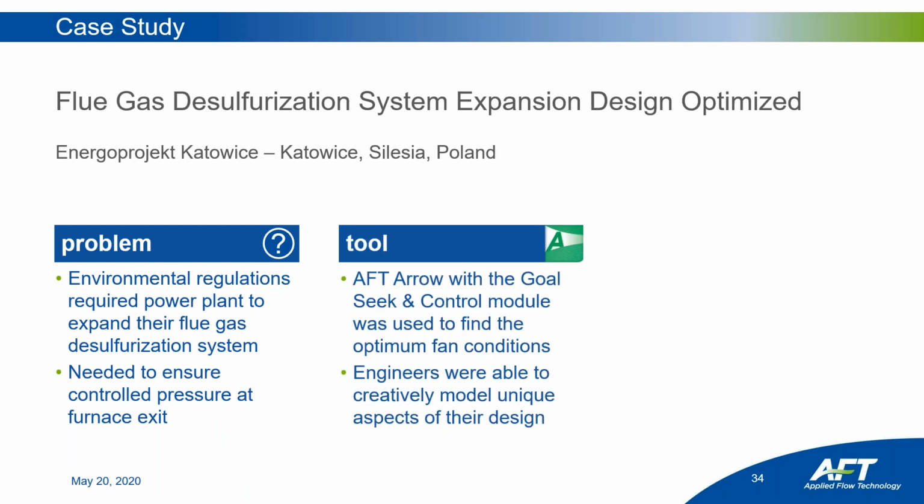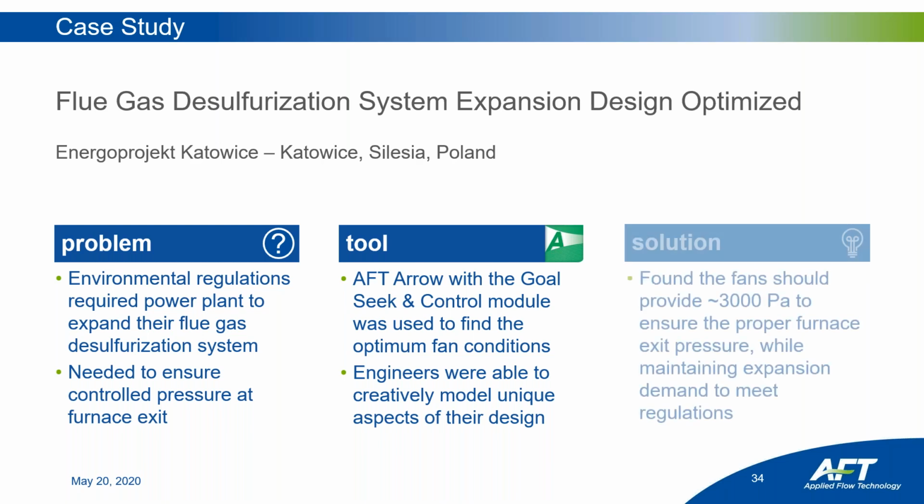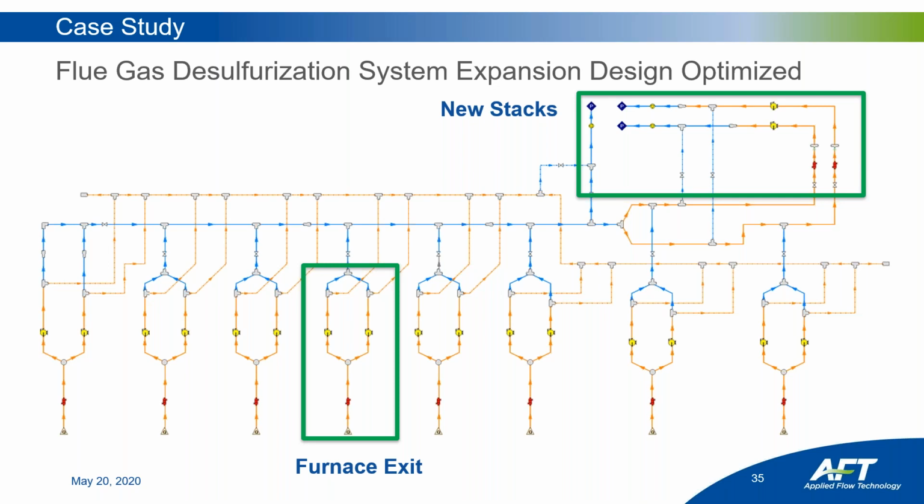They used Arrow with the GSC Module to find the optimum fan conditions, and the engineers were able to creatively model the unique aspects of the design, which I will show you. And the solution was they found the fans should provide about 300 pascals of pressure to ensure the proper furnace exit pressure while maintaining expansion demand to meet regulations. So here we go. This is an Arrow model.